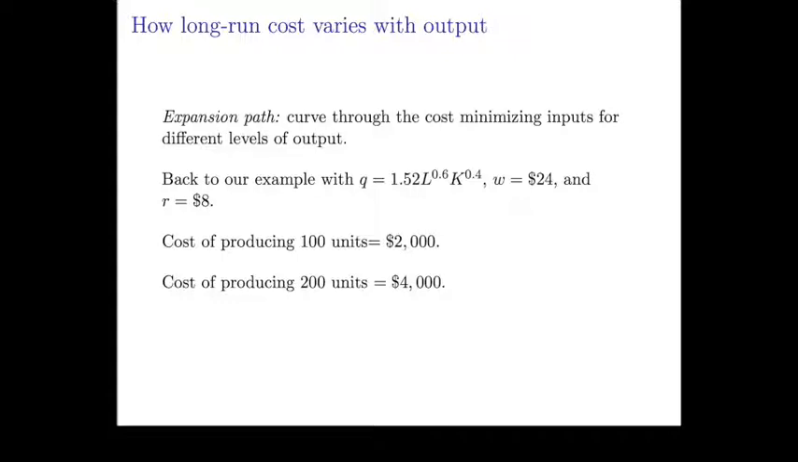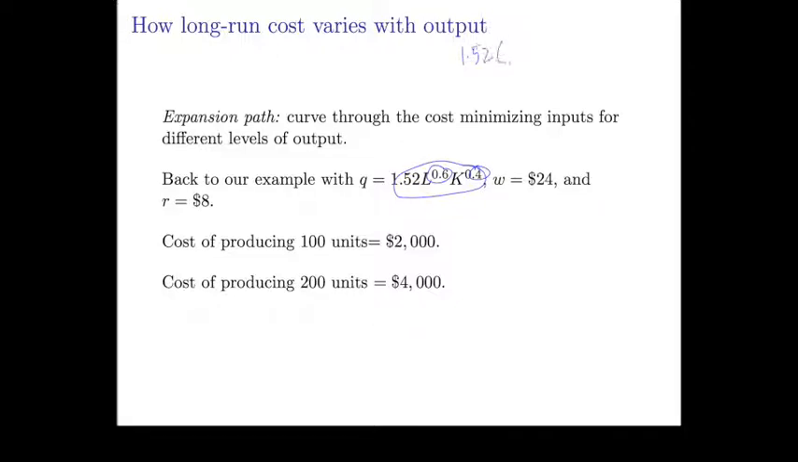Now, why is that? There's something special about this particular production function. It's a constant returns to scale production function. In the last chapter, we talked about that a little bit. It's because these numbers sum to 1. So if I were to multiply L and K by, let's say, 2, then the output is going to be multiplied by 2. Let's look at that a little bit more carefully here.